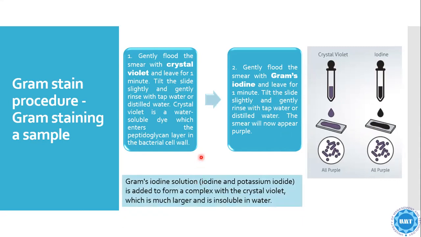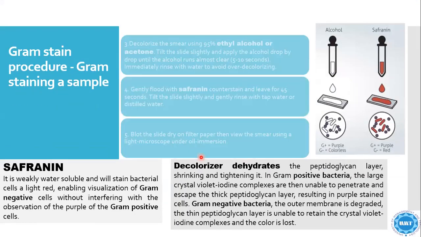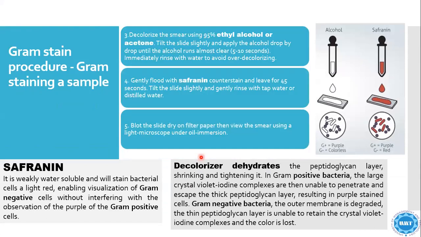What is Gram's iodine solution? Iodine and potassium iodide are added to form a complex with the crystal violet, which is much larger and insoluble in water. Next is the Gram staining procedure for alcohol and safranin. Decolorize the smear using 95% ethyl alcohol and acetone, tilt the slide and apply drops of alcohol until the alcohol runs almost clear, 5 to 10 seconds. Immediately rinse with water to avoid over-decolorizing.